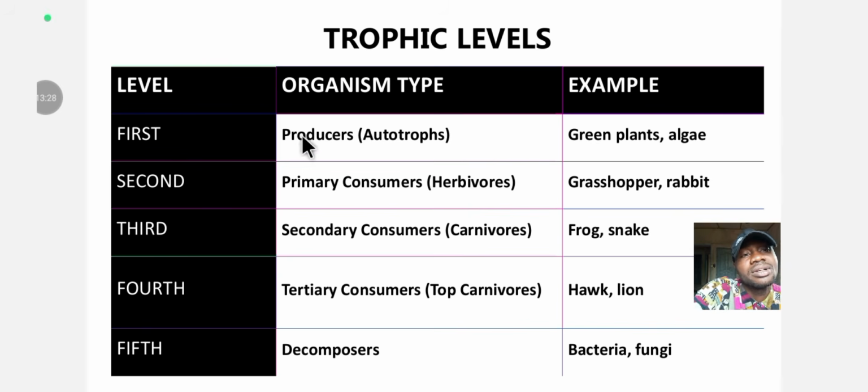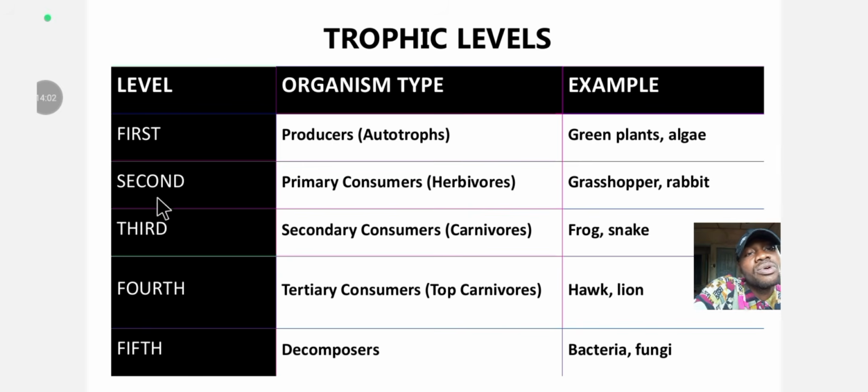Trophic level 1. We have what? Organism type, producers. You can also call them primary producers. They are autotrophs. They are plants that manufacture food by utilizing energies and other elements such as sunlight and carbon dioxide, to make food, also utilizing their chlorophyll. So what are examples of the primary producers or the producers? We have green plants and the algae.